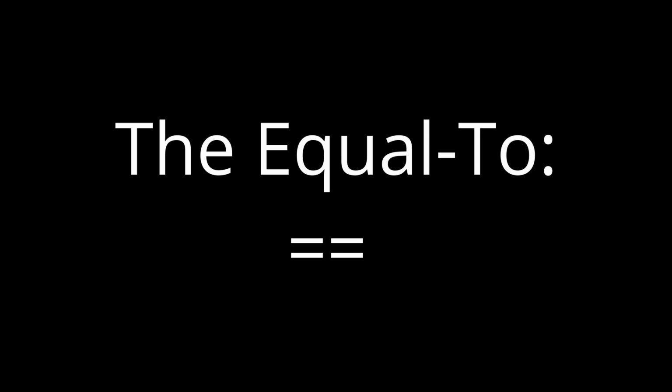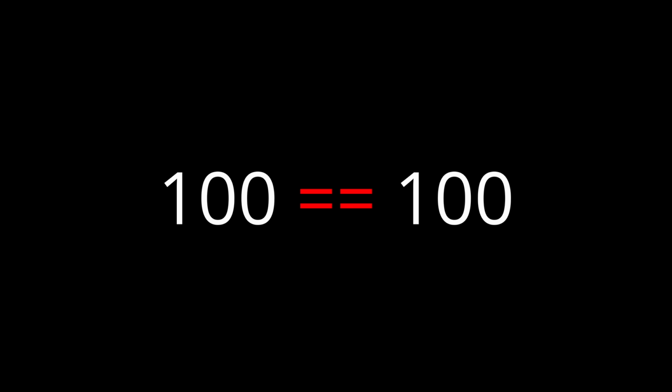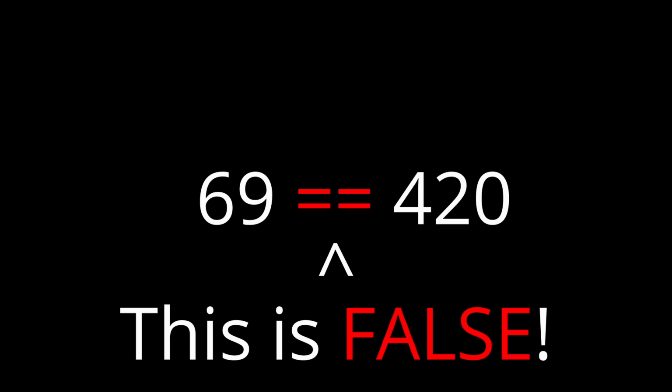So the first operator is the double equals operator. Now, the double equals operator checks to see if the first value and the second value are equal. So if our first value was 100 and our second value was also 100, the value 1 equals value 2 would always return true. However, if the numbers were different, it would return false.